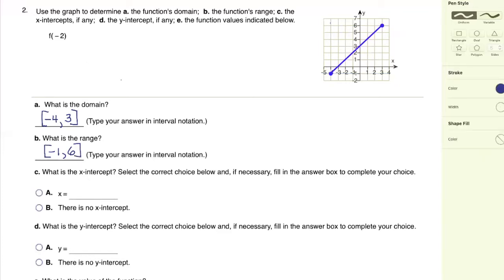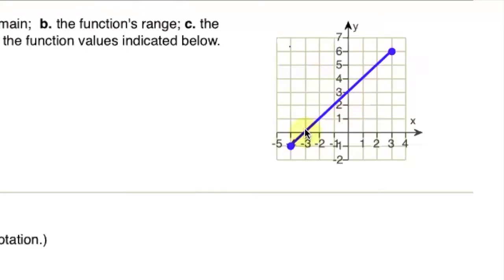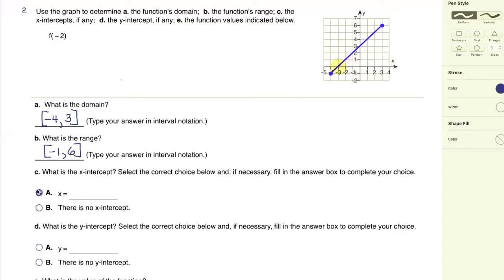The x-intercept is where the graph crosses the x-axis. Here is where that is happening. This is the horizontal x-axis. It is crossing at the value negative 3. What is the x-intercept? I would choose choice A, and I would fill in x equals negative 3. Now, they only wanted the x coordinates, so I would only say negative 3. If they wanted the coordinates of that point, of course, you should be able to name that that is the point x is negative 3, y is 0. But that is not asked for in this case.